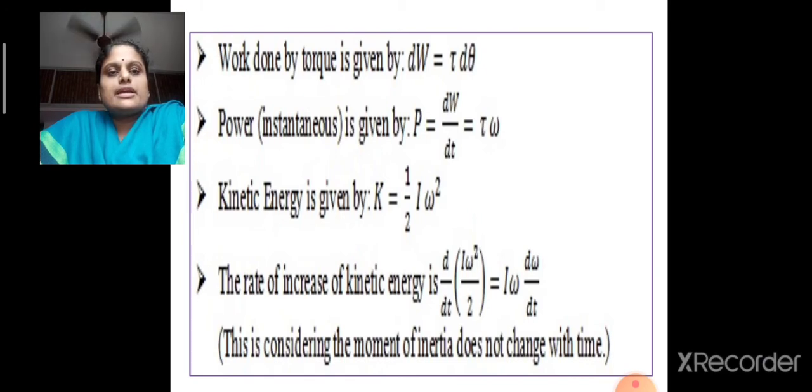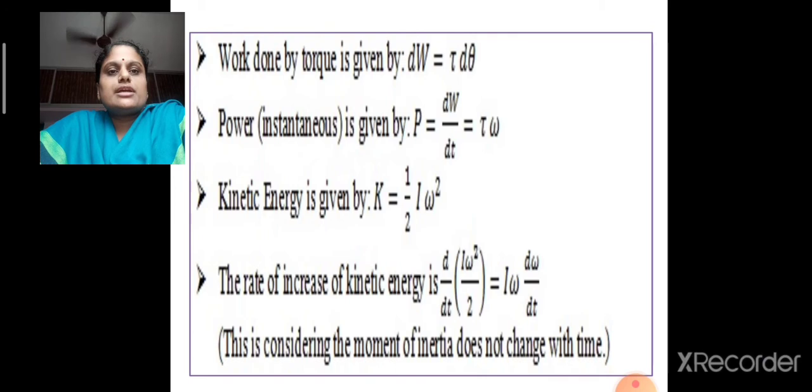The power in the case of rotational motion is given by dW by dt, that is the rate of doing work, which is d by dt of tau d theta. That is, d theta by dt can be replaced by omega. So power is equivalent to tau into omega, where tau is the torque and omega is the angular velocity. This is analogous to the equation P is equivalent to Fv in linear motion.